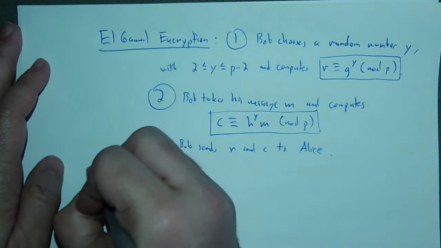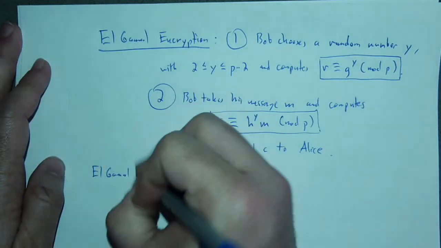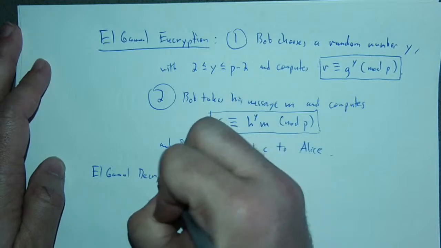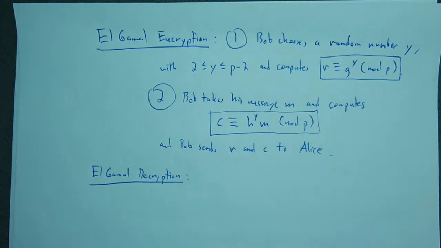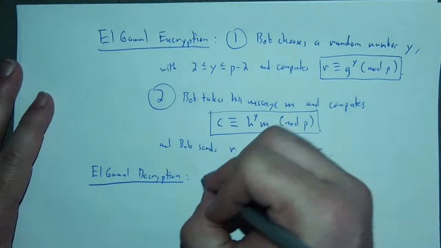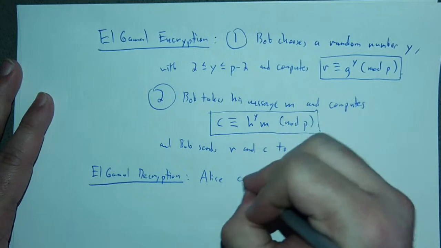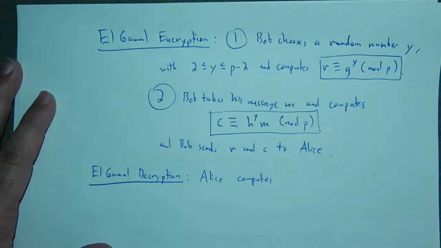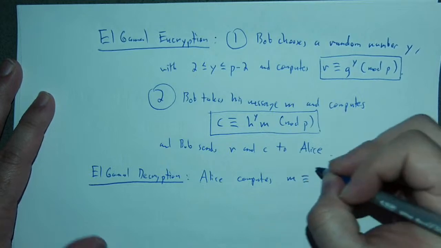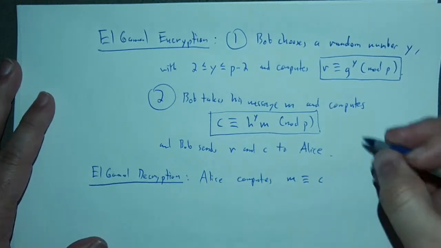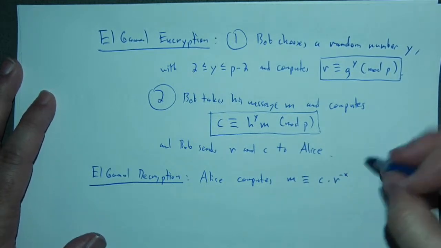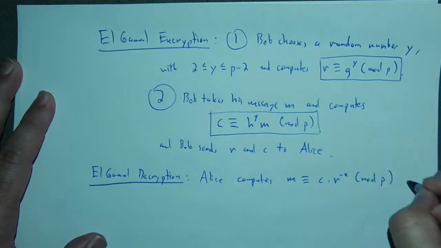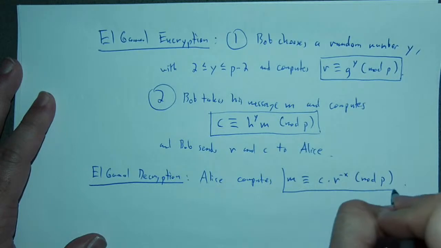So then, how does Alice decrypt this? Alice computes m by taking the c that she was sent and multiplying it by the r that she was sent raised to the minus x, which is her secret info, mod p. And this recovers the m.